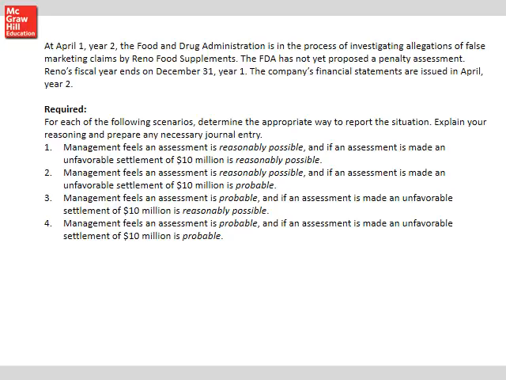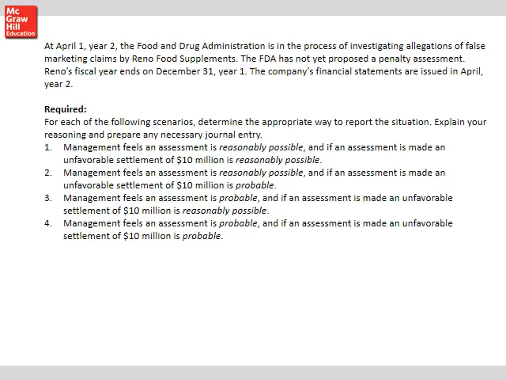Okay, for each of the following scenarios, determine the appropriate way to report the situation. Explain your reasoning and prepare the necessary journal entry. Number 1, management feels an assessment is reasonably possible, and if an assessment is made, the unfavorable settlement of $10 million is reasonably possible. Number 2, management feels the assessment is reasonably possible, and if an assessment is made, an unfavorable settlement of $10 million is probable.